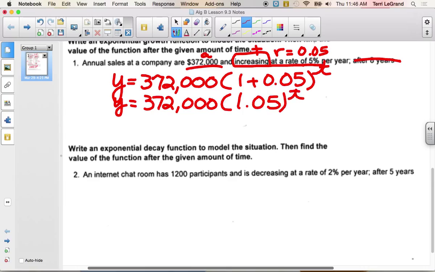And if you change that to an x, it's not the end of the world. It's okay if it's an x. Because this is really our exponential model. Y equals a times b to the x power.